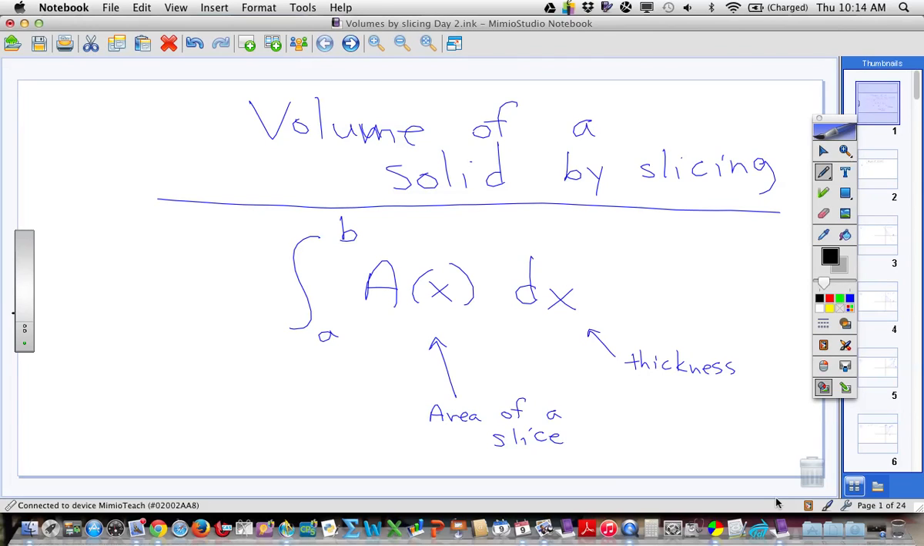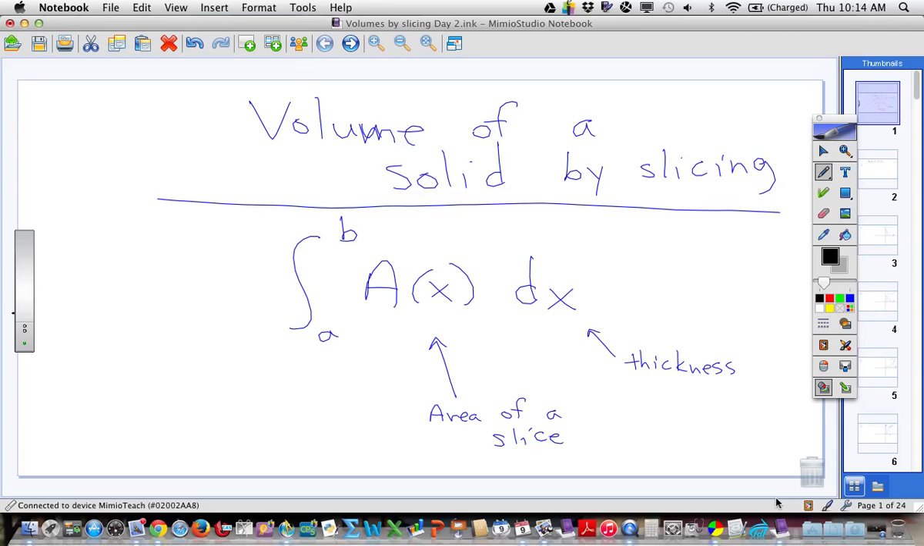Because when you slice that thing into an infinite number of slices, the slices get paper thin, almost down to no thickness whatsoever when you have an infinite number of them. So the dx becomes the thickness. It's the area of the slice, and the dx represents the thickness. Those two multiplied together give you volume, and then the integral adds up all the slices, giving you the total volume of the solid. That's the idea.